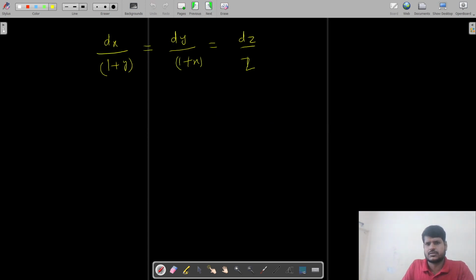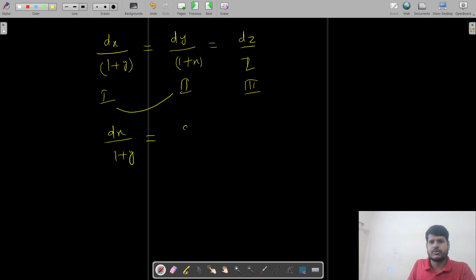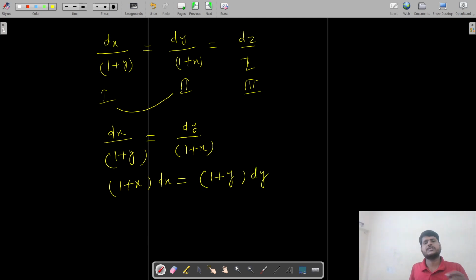So now this is the first fraction, this is the second fraction, and that is the third one. Let me take the first two fractions, that is dx upon 1 plus y, and dy upon 1 plus x. Now how can you solve that? This problem is simple. We can write 1 plus x dx equals 1 plus y dy.